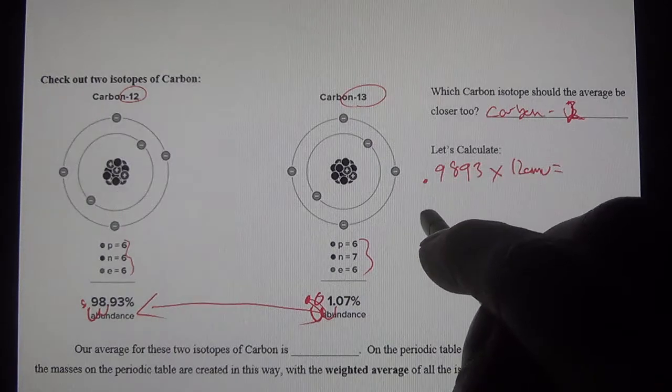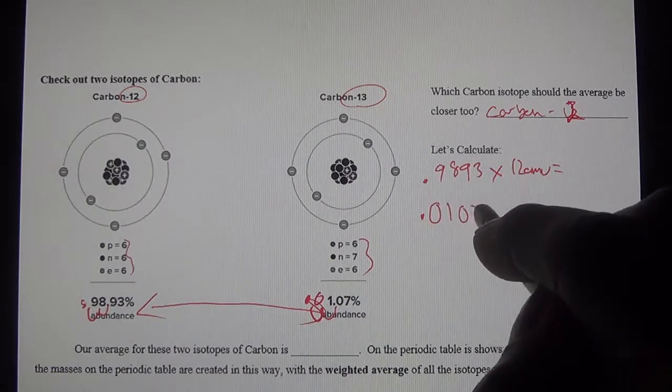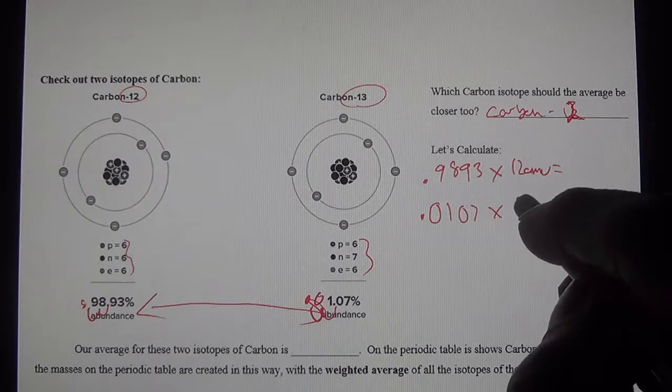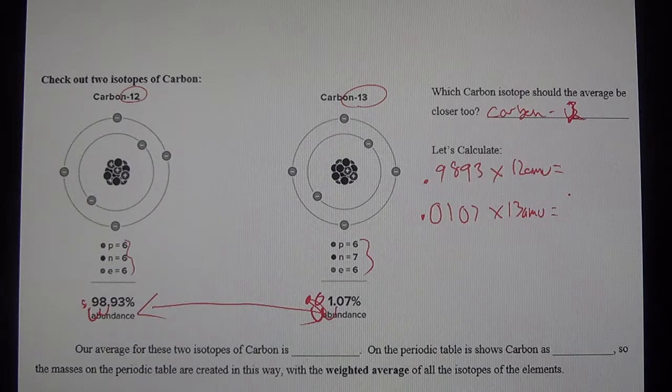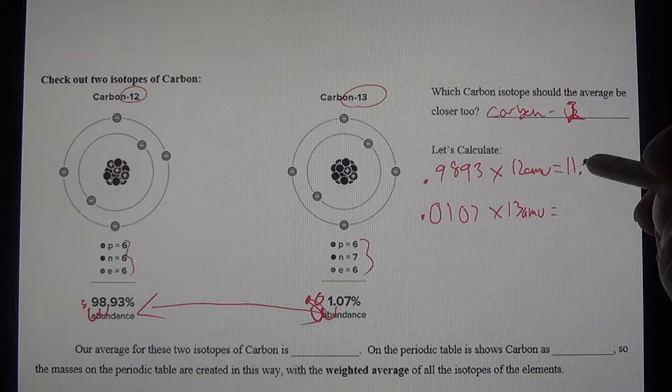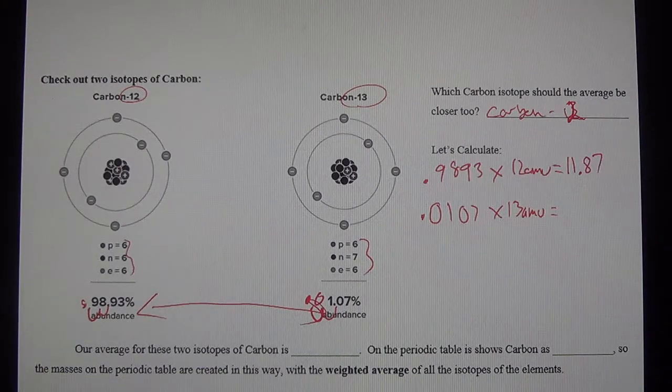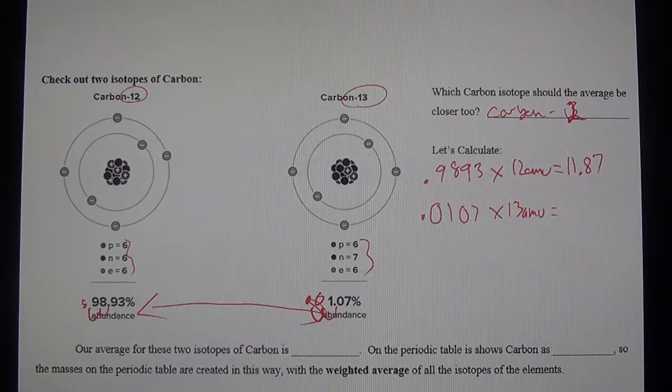And I have 0.0107 times 13 AMUs. I put this through a calculator, so 0.9893 times 12. Trying again, 0.9893 times 12. Okay, and I get 11.87. Again, we're going to round to the hundredths just because.